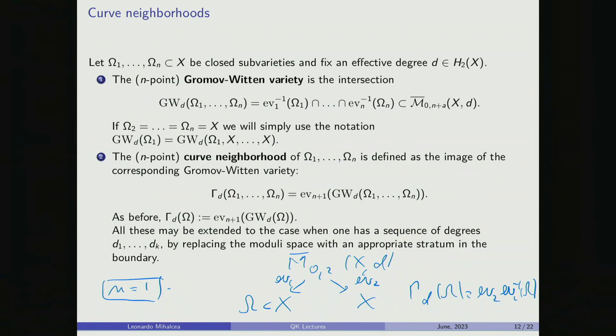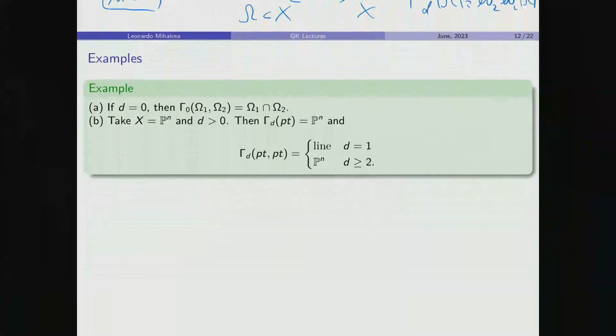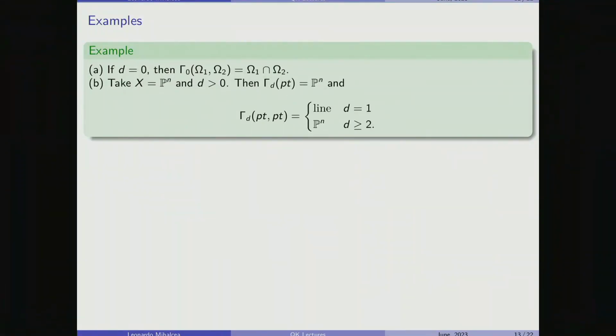Yes, thank you. Okay, so the first example was when d is equal to 0. A second example is, let's take d larger than 0, but let's take Pn. So I'm claiming that the curved neighborhood of a point is Pn. Why is that? So why is that? Well, what are you trying to do?